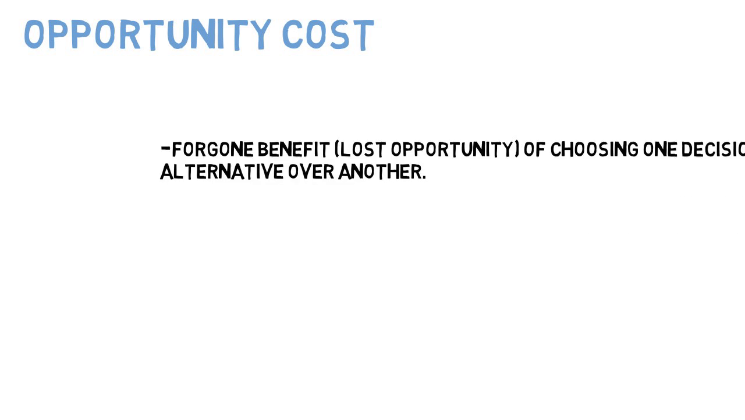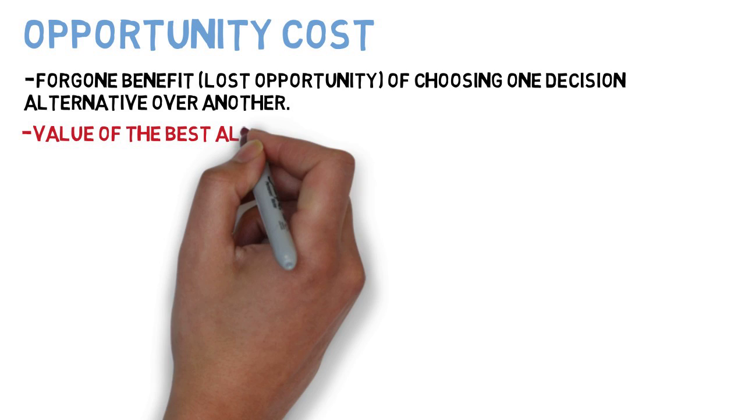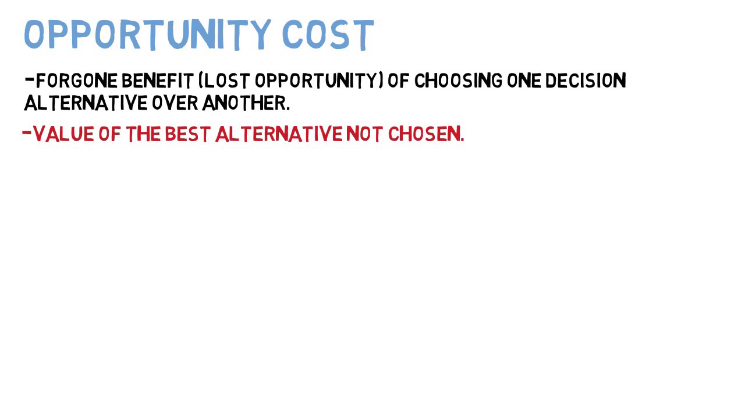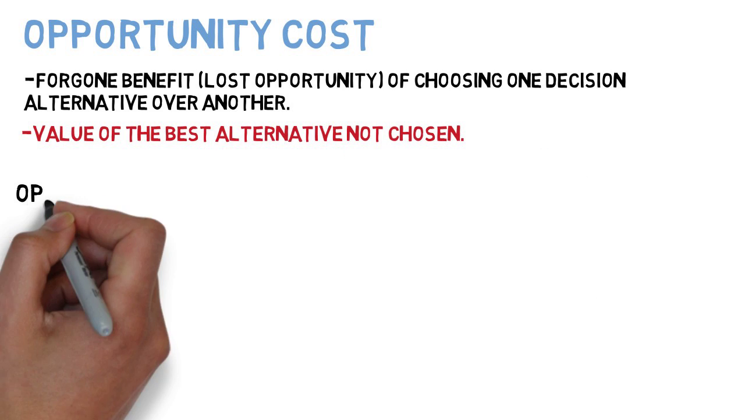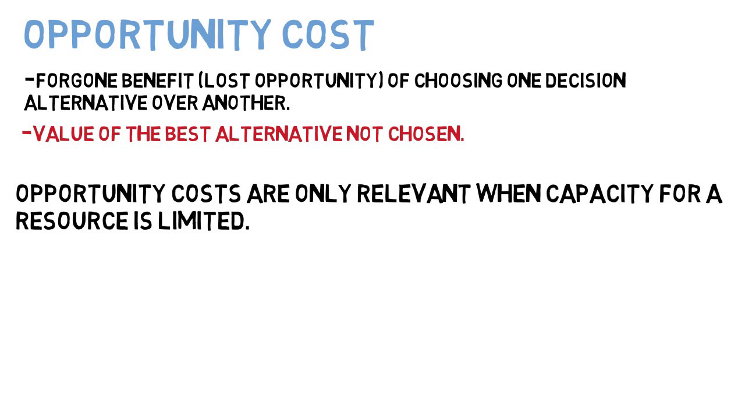Now we're going to talk about opportunity cost. Opportunity cost is the foregone benefit or lost opportunity of choosing one decision alternative over another, the value of the best alternative not chosen. Opportunity costs are only relevant when capacity for a resource is limited.